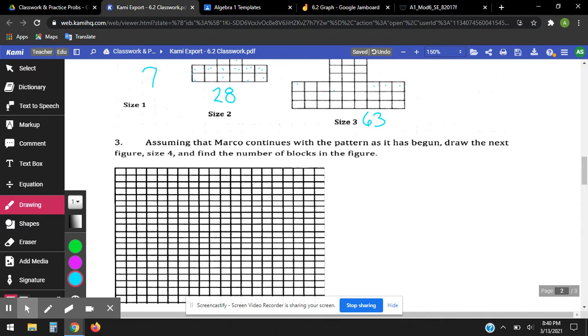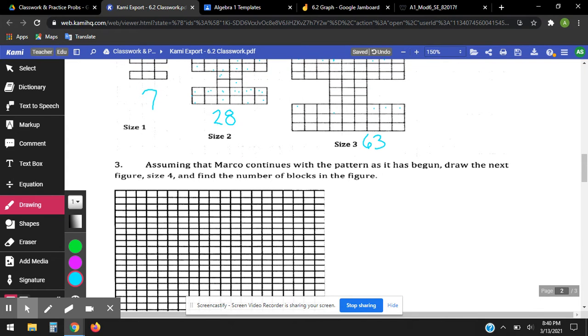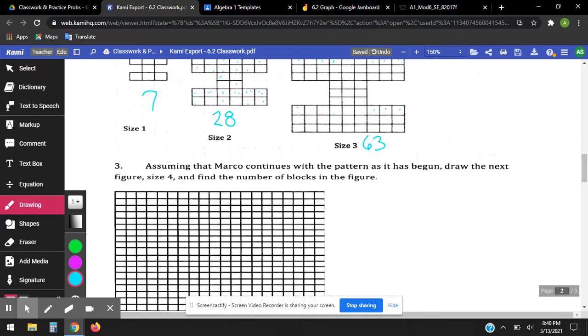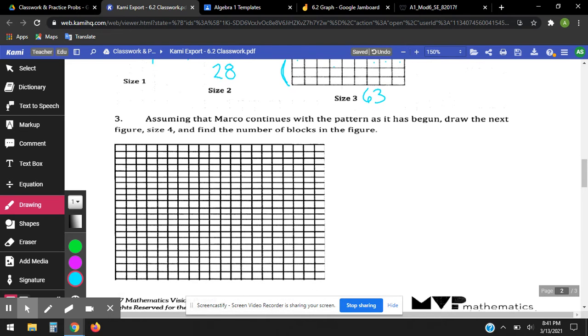So, assuming he continues with his pattern, we need to find the one for size 4. Well, size 1 had 1 block, size 2 had 2 blocks, size 3 has 3. So size 4 is going to be 1, 2, 3, 4.